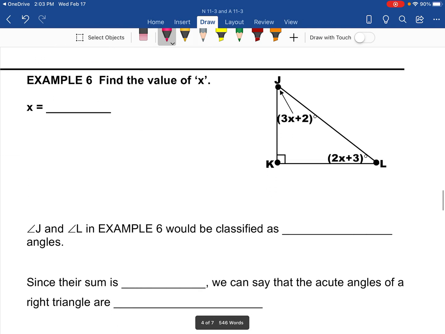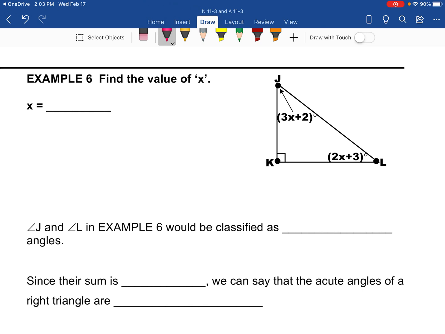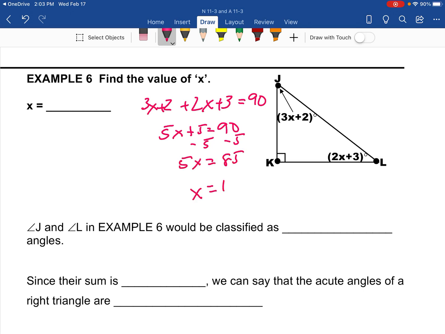Okay. Let's look at example 6. We want to find X. Well, it's a right triangle, so you can do one of 2 things. You could do 90 plus 3x plus 2 plus 2x plus 3 equals 180. Or, since that one's 90, I would prefer to say 3x plus 2 plus 2x plus 3 equals 90 degrees. So I'm going to combine my like terms. Subtract 5 from both sides. I get 5x equals 85. X is equal to 17. X is 17. Okay.